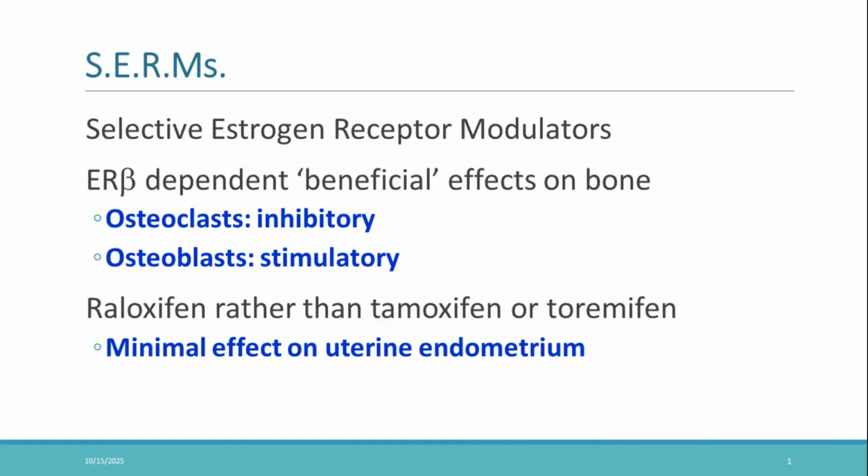There are different drugs, such as tamoxifen, raloxifene, and toremifene. But we prefer raloxifene as compared to others, because it has minimal effects on the uterine endometrium, because if you keep on stimulating the uterine endometrium, there will be abnormal uterine bleeding and menstrual problems. So to avoid that, raloxifene is a good choice.